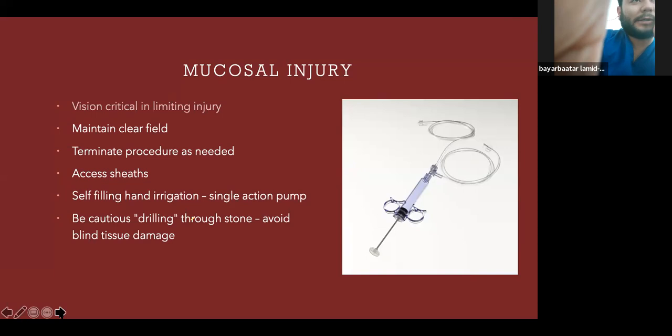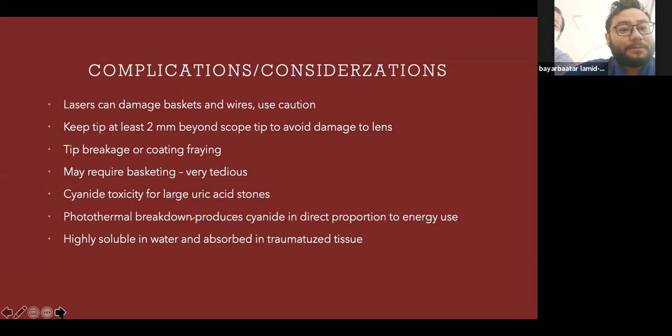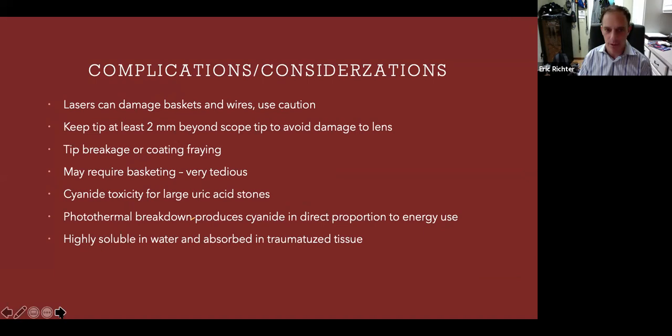Okay, next. So just other considerations, lasers can damage a basket or wire, so just be careful of that. Lasers can damage your lens. So you want to make sure the laser fibers advance at least 2 millimeters beyond. If the laser is too close, you can actually get cracking or damage of your lens. One thing to be careful of is if you're on a big stone, the laser tip can actually break. And then sometimes the coating on the laser will fray off as there's degradation, and that can come off. And then sometimes you have to basket that, which is very tedious.